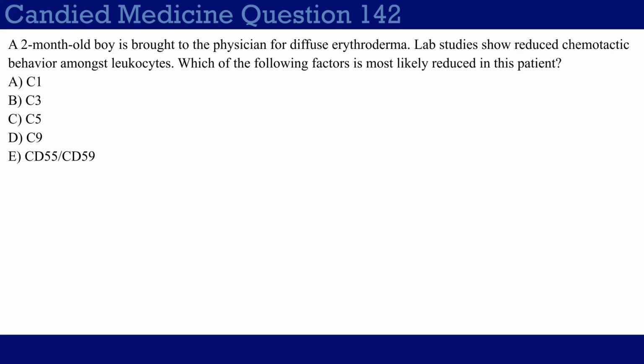A 2-month-old boy is brought to the physician for diffuse erythroderma. Lab studies show reduced chemotactic behavior amongst leukocytes. Which of the following factors is most likely reduced in this patient? Choice A, C1, choice B, C3, choice C, C5, choice D, C9, or choice E, CD55/CD59. I'll wait 5 seconds and answer the question.